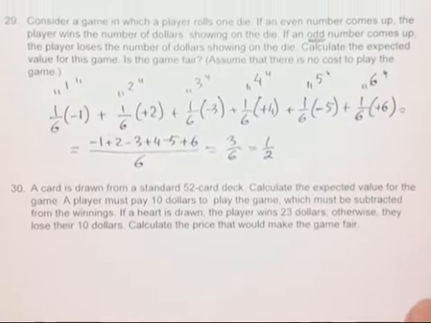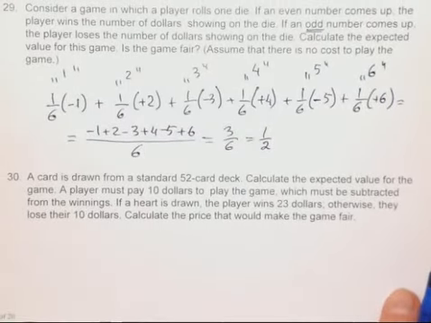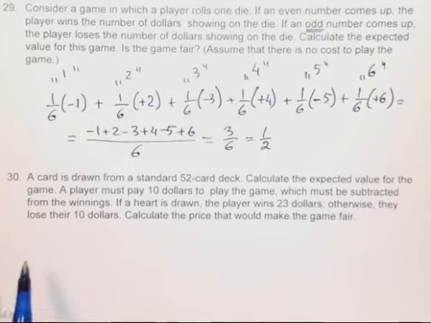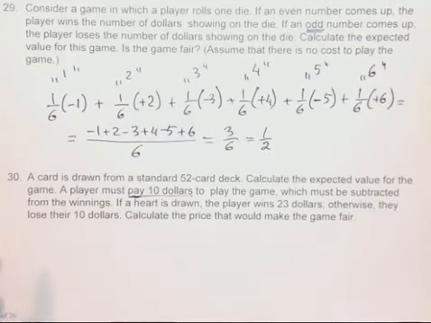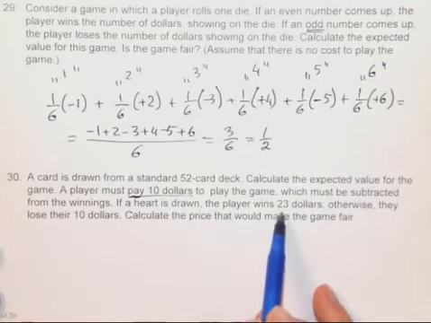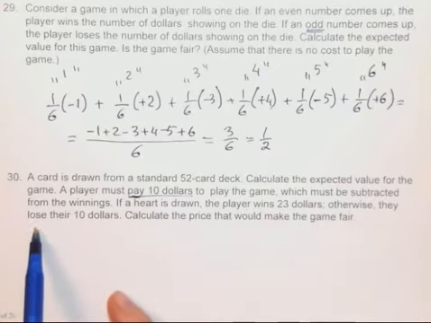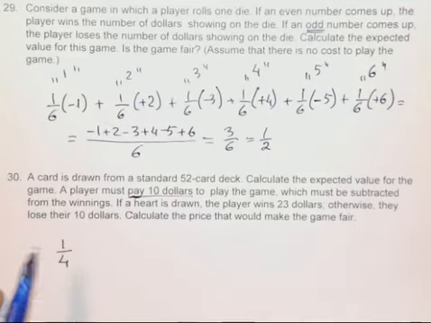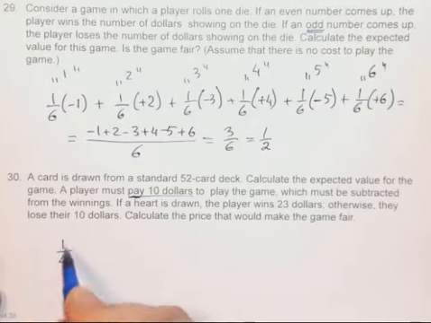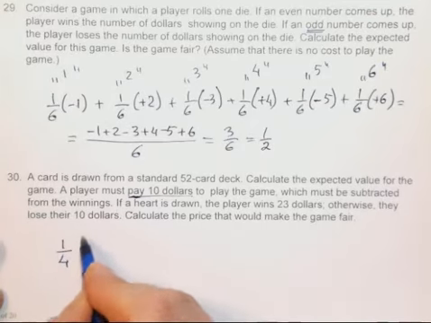Let us consider another game. The card is drawn from a standard 52 card deck. So this time the player must pay $10 to play. So $10 must be subtracted from the winnings. So if a heart is drawn, the player wins $22. Otherwise, they lose their $10. So we have the probability 1/4, since the hearts represent 1/4 of the card deck. The probability is 1/4 to get a heart.